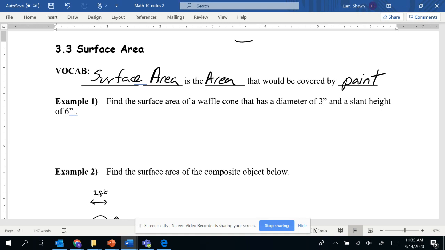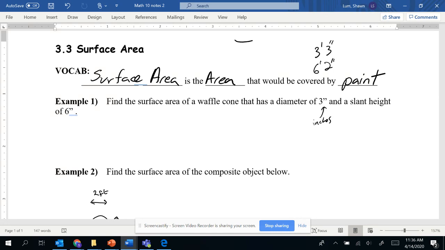So here's our first question. It says, find the surface area of a waffle cone that has a diameter of 3 inches. This little double quotation mark thing means inches. If it has a single quotation mark like this, 3 and then 1 right there, that means 3 feet. So this would mean 3 feet 3 inches, 6 feet 2 inches. Okay. And a slant height of 6 inches.